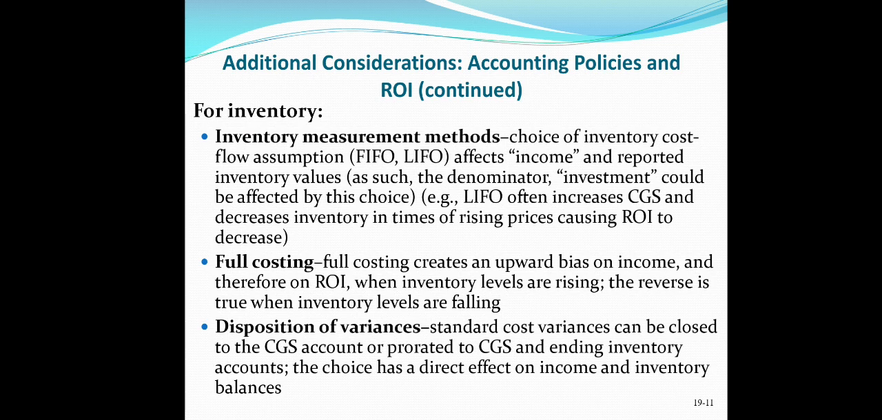Because different methods will produce different cost of inventory and also different cost of goods sold numbers. So when the method affects the cost of goods sold, then the profit will decrease if the cost of goods sold increases. And if the method affects the asset, when the asset increases, then the asset turnover will be affected. So these are the things that you have to be aware of.